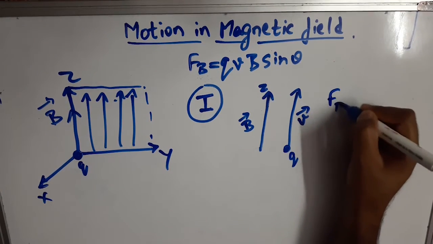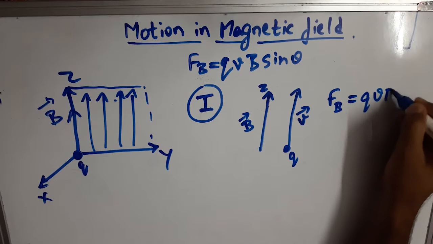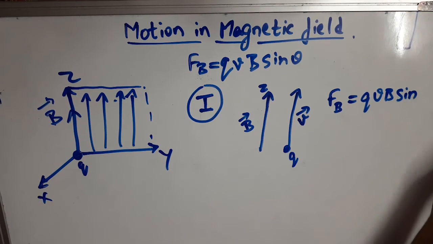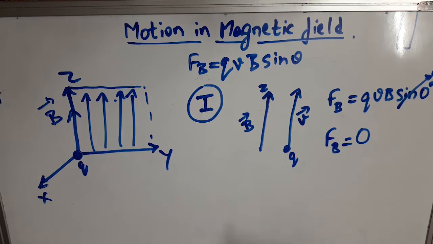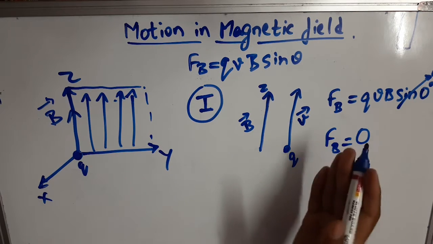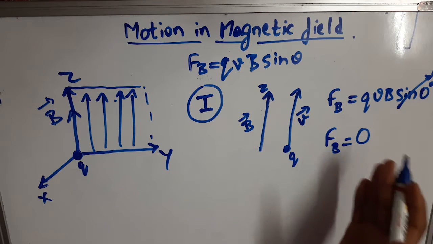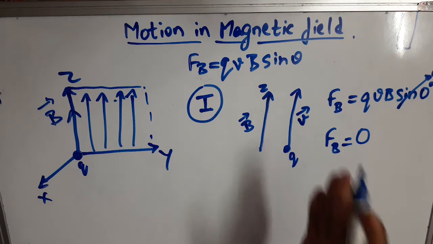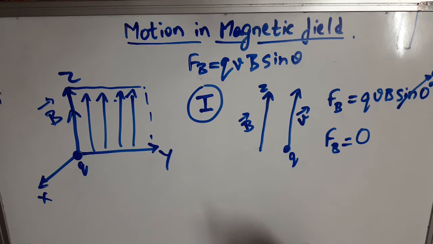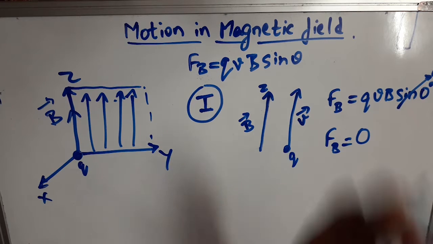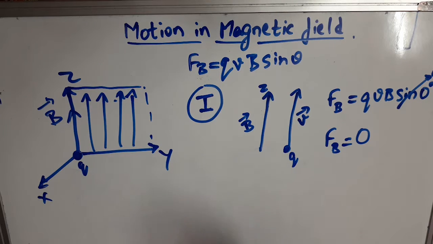So mathematically what happens to the magnetic force? Mathematically the theta becomes 0, so sine of 0 will be 0. So what happens is the magnetic force is 0 in this case. What does it mean? Mathematically we have found out that the magnetic force on this particle, if it is moving in parallel or in the same direction as the magnetic field, is 0. Then what does it mean? It means that if we project a particle in the same direction as the magnetic field, it won't experience any force, or it won't experience any deflection. It moves undeflected with the same direction as it was projected.